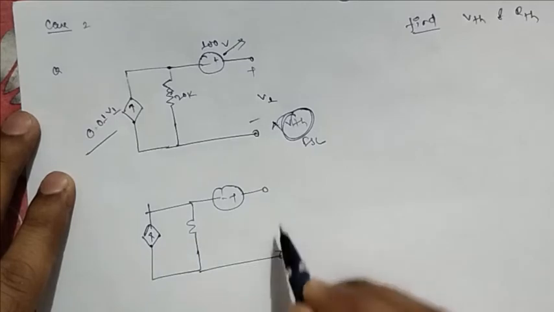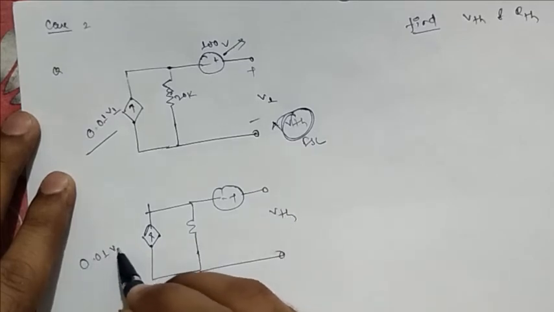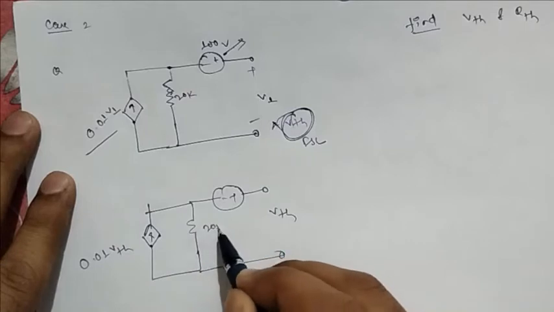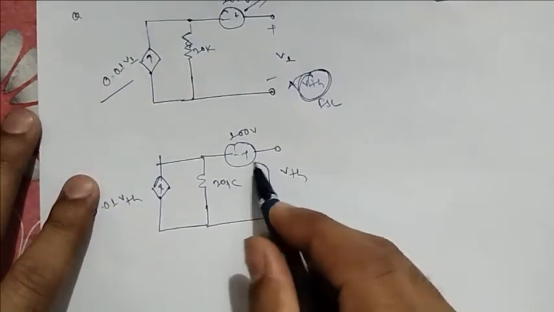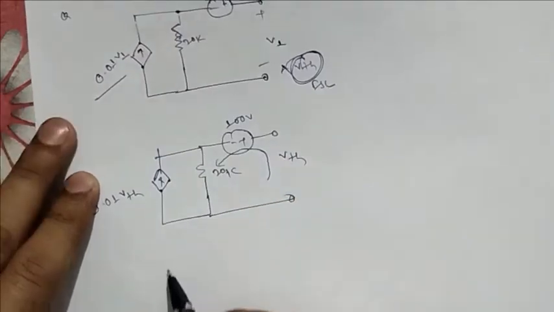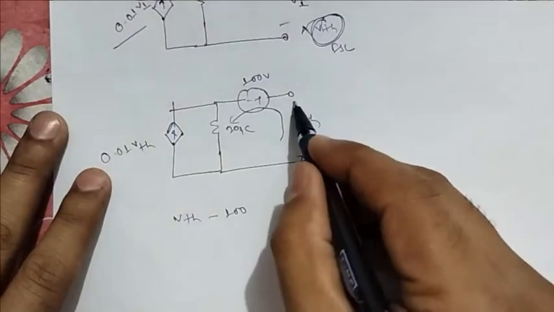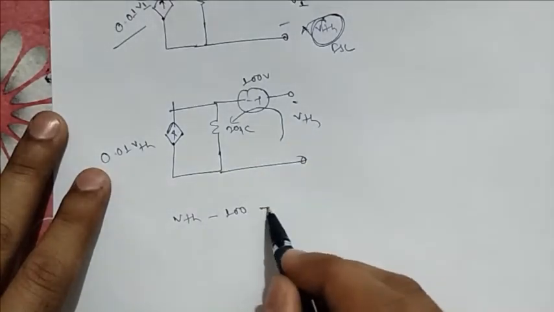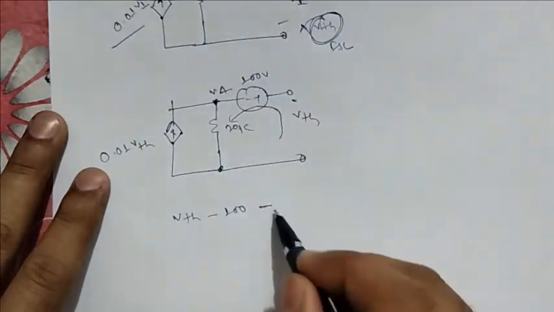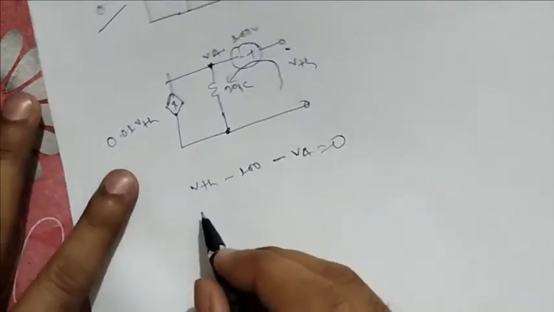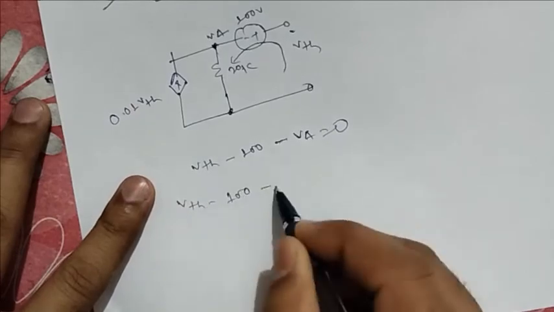Now if this is your VTH, it will be 0.01 VTH, this is your 20k and this is your 100 volt. Now if I apply KVL across this one, what will it be? VTH minus 100 minus this voltage, suppose we have taken VA, minus VA equal to 0. Now VTH minus 100 minus VA.